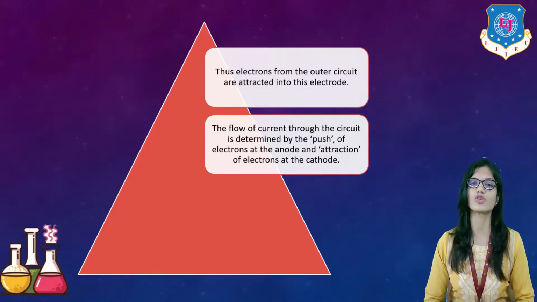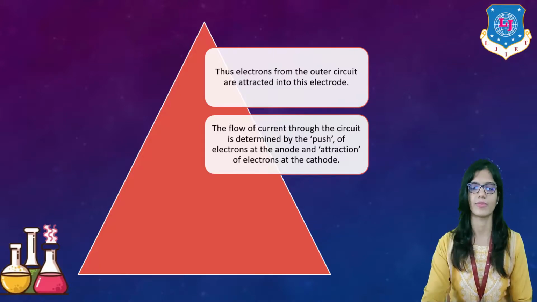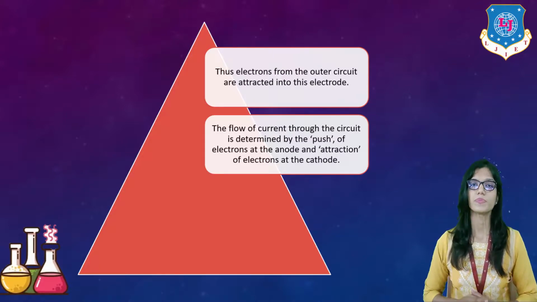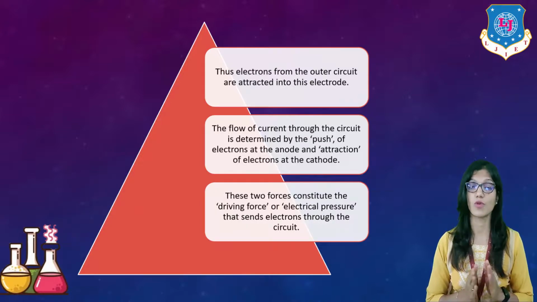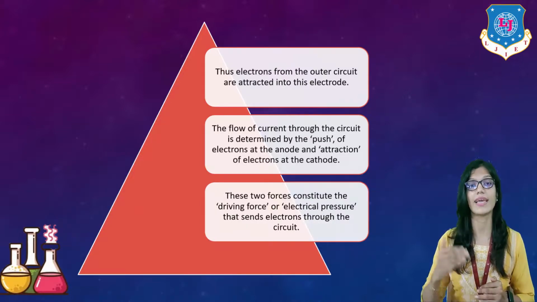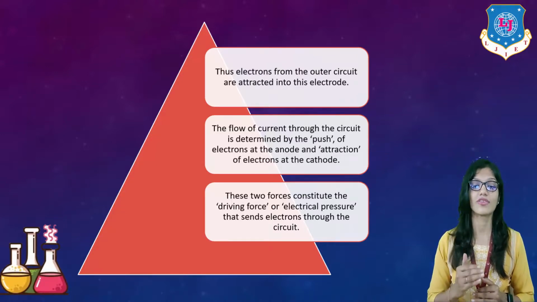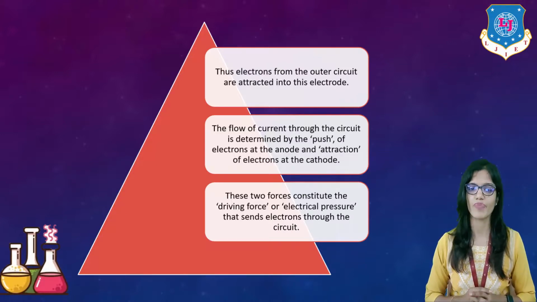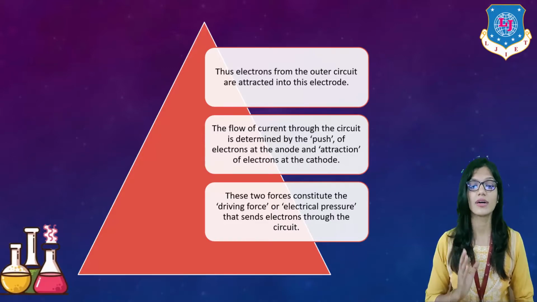So these two different types of push are there, one at the anode and one at the cathode. These two forces constitute the driving force or electrical pressure that sends the electrons through the circuit. Okay, understand it very clearly.